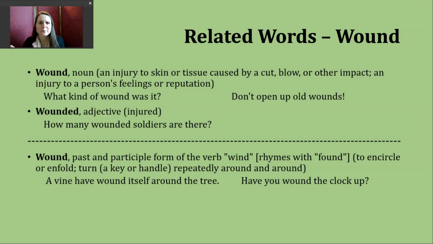Oh, and I have a little typo, sorry. A vine has wound itself around the tree. A vine has wound itself around the tree, right? So that's that idea of encircling. A second way to use wound is to mean to like turn some kind of key or turn a handle repeatedly around and around. So an example of this, have you wound the clock up? Right? Some clocks require us to turn a key or turn a handle in order to continue keeping time.